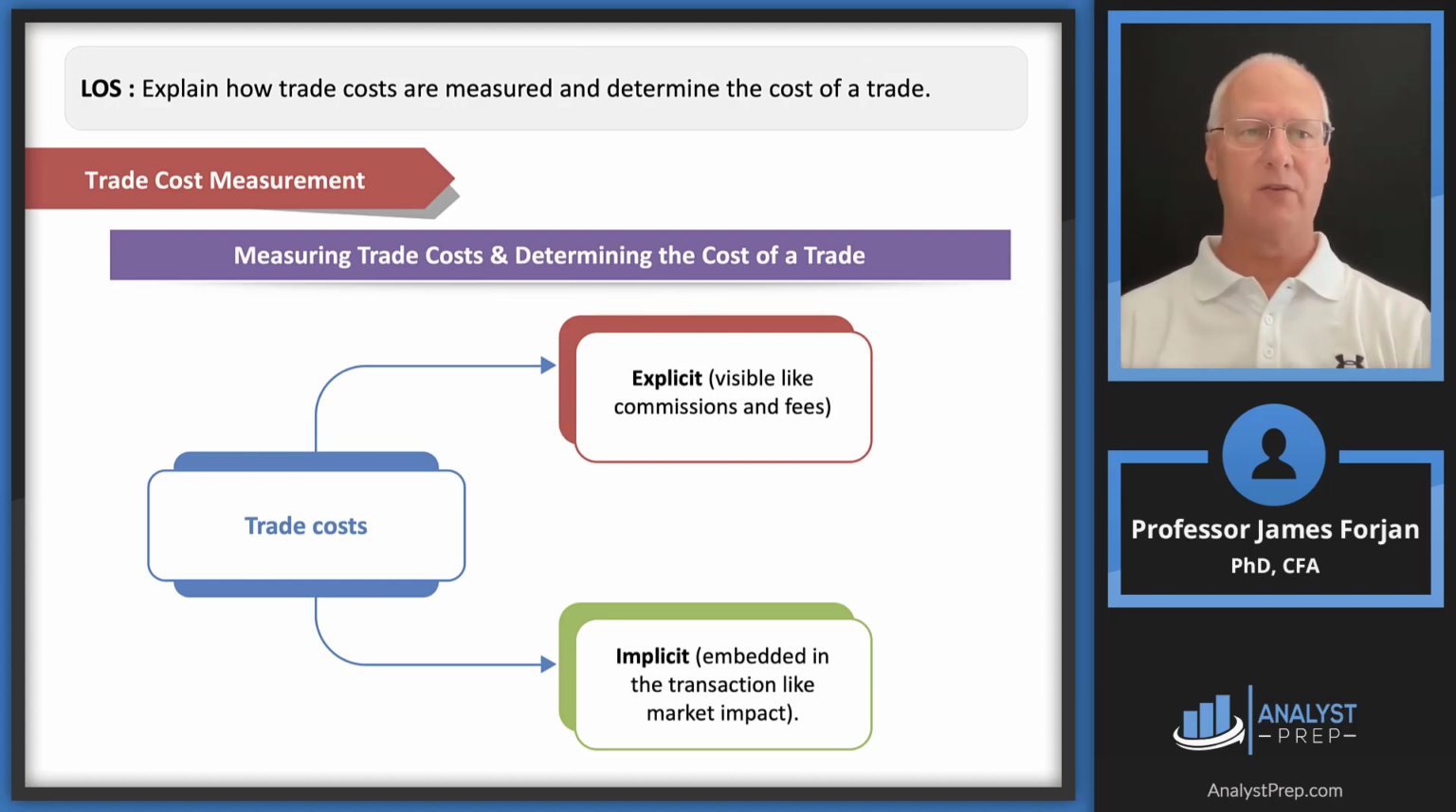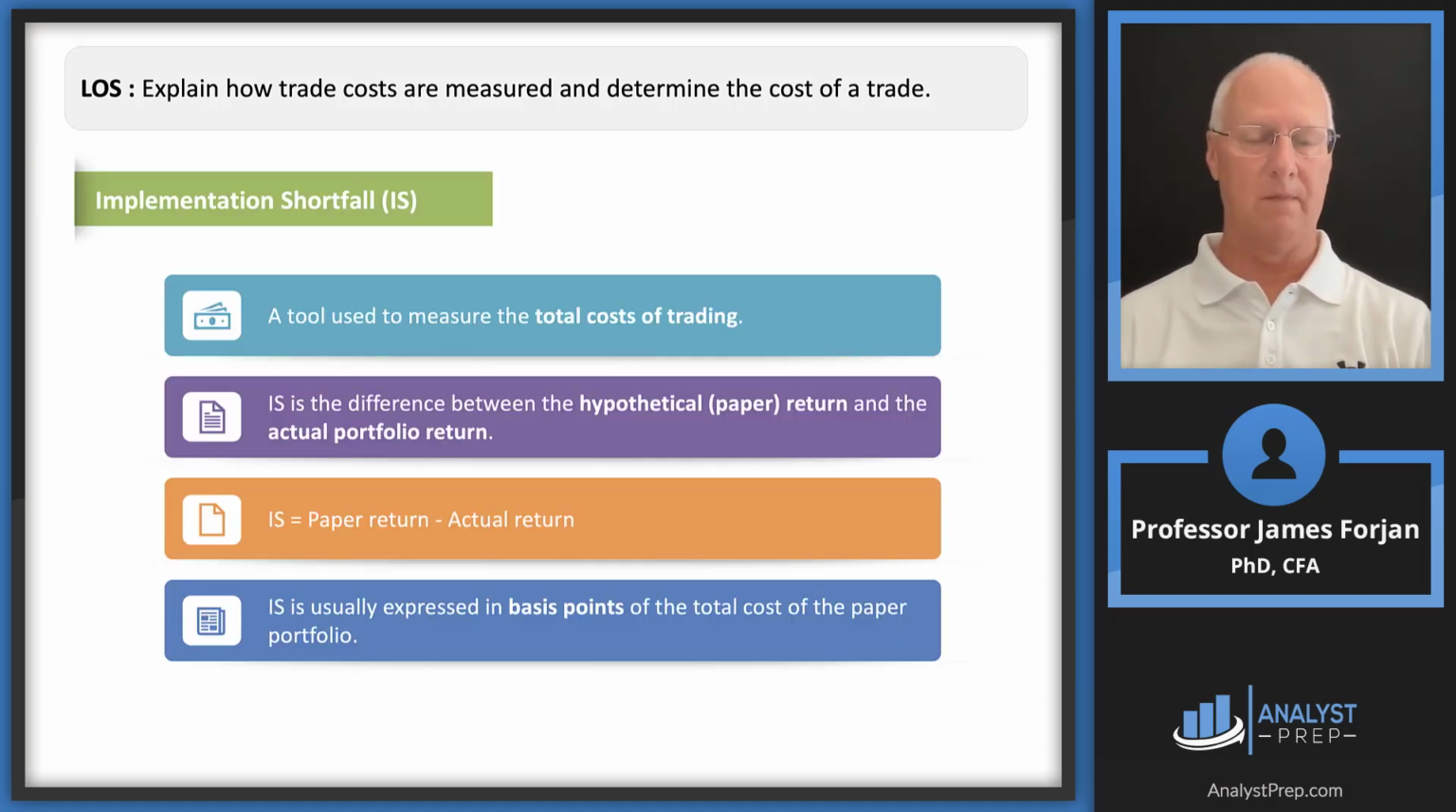All right, next LOS: how trade costs are measured. I think we did a little bit of this back in part one. There are explicit trading costs. There are implicit trading costs. The standard measure of trading costs is this concept of implementation shortfall. So think about that word, shortfall. We've used that in other areas of the CFA program. Shortfall means that you just don't quite get there, right?